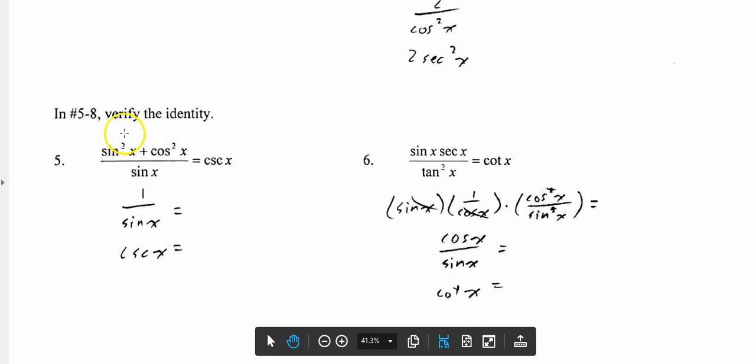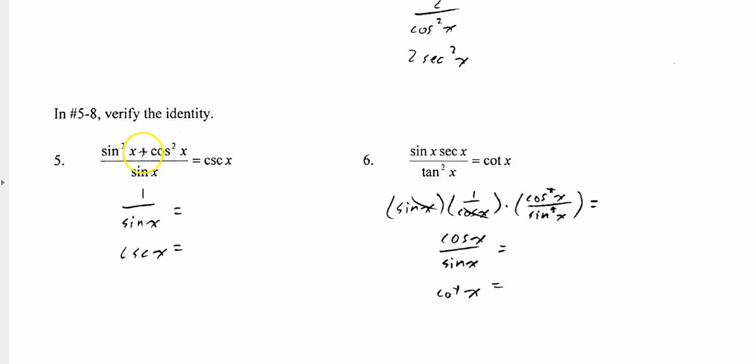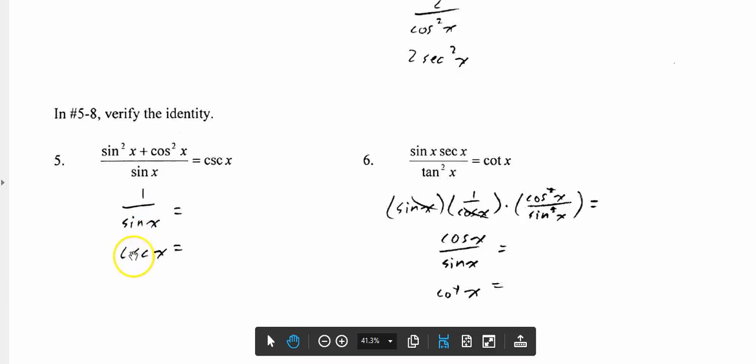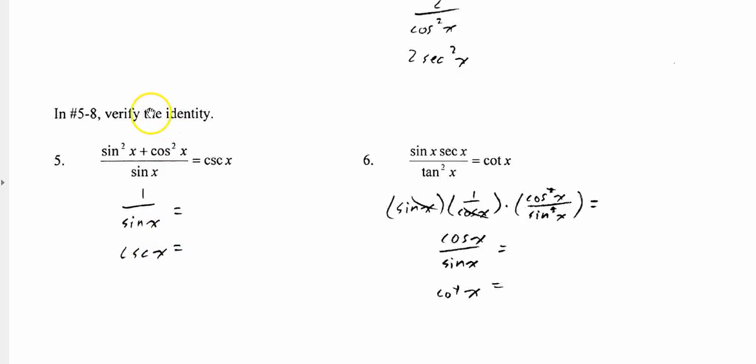For verifying the identity, you guys did pretty well on number 5. Sine squared plus cosine squared is one of the identities. It adds up to 1. And then 1 over sine of x. Since sine and cosecant are reciprocals, you can just rewrite that as cosecant of x. I did see some people take the route of using sine squared equals 1 minus cosine squared. So they performed the substitution in there, and that's fine.